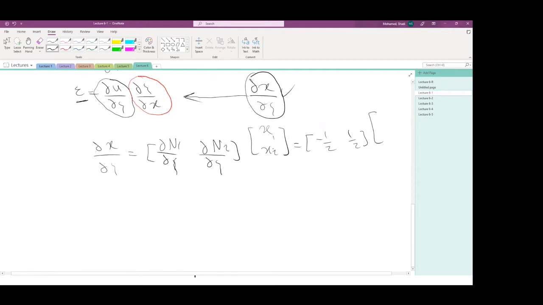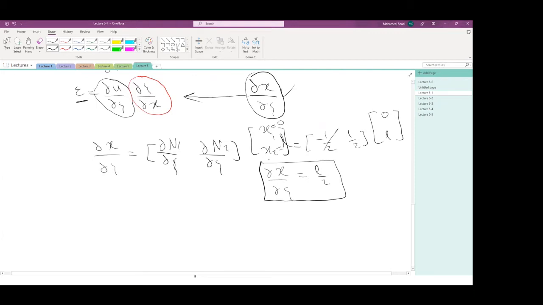Now, what is x1 and what is x2? x1 is at the start of your beam and x2 at the end of your beam. So this is 0 and this is L. I'm just going to substitute them in here. So this is going to be 0 and L. So 0 multiplied with minus half will go to 0. L multiplied with half is going to be L over 2. So this is the derivative of x with respect to xi.